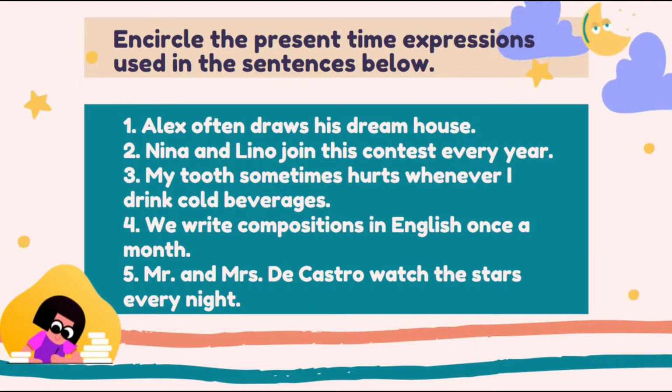Now, are you excited to have more challenging learning activities? Okay, let's continue. Encircle the present time expressions used in the sentences below. Let's start. Number 1, Alex often draws his dream house. What is the present time expression for number 1? Yes, great job. The answer is often.